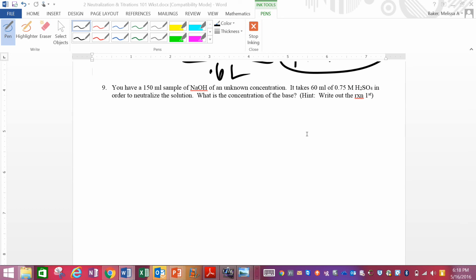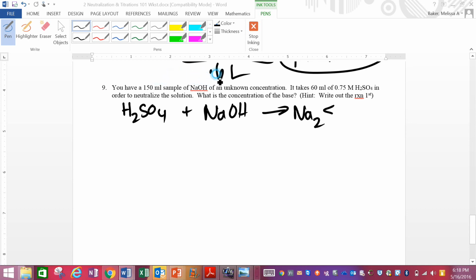You've got 150 milliliters of NaOH. If it takes 60 milliliters of a 0.75 molar H2SO4 in order to neutralize the solution, what must be the concentration of the base? Hint, write out the reaction first. You guys knew that already. So we've got H2SO4 plus NaOH. We know that that's going to make Na2SO4 plus H2O. In order to balance this, we need a 2 here and a 2 in front of the H2O. Next step, write out what you know underneath each.